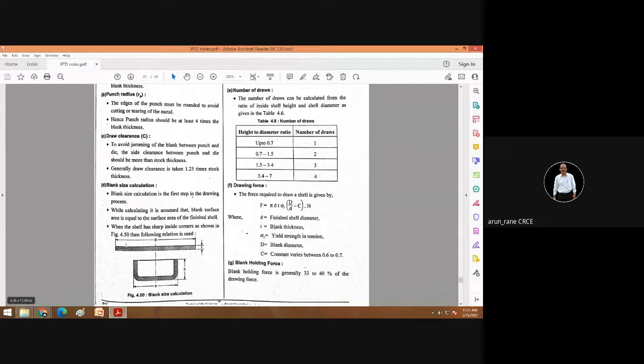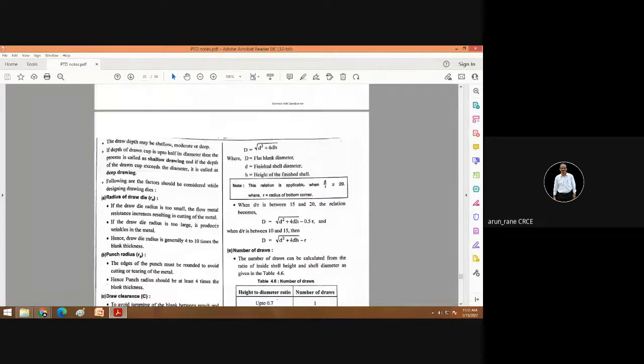So how to calculate the blank size? So this is a cup, and this cup is made from this blank. The outside diameter of the cup is d, and the height of the cup is h. So how to calculate this D?